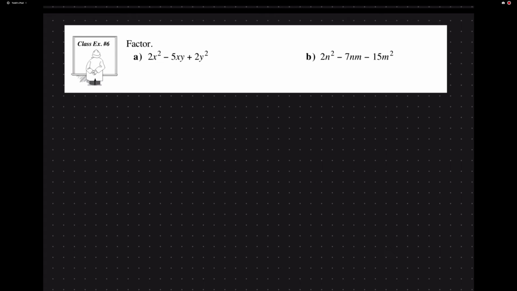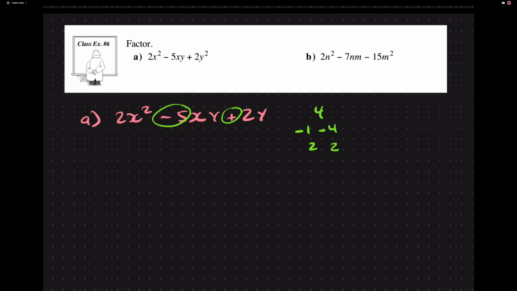All right, so is there anything common? No. So we're going to start with 2x squared minus 5xy plus 2y squared. I'm going to multiply the 2 times 2, which gives us 4. Break that down into 1 and 4, 2 and 2. They're going to add together to give us a negative 5. So 4 plus 1 is 5, and they're both going to be negative. So again, we keep the first term, keep the last term, break down the middle term.